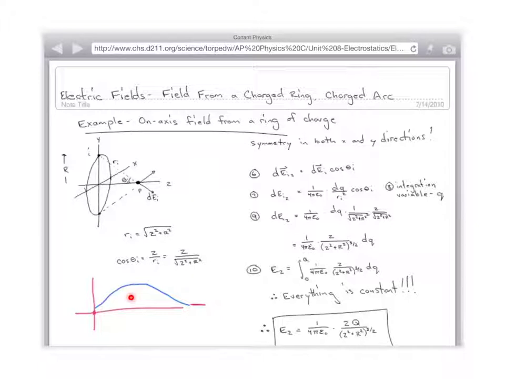Well, think about it this way. You have two competing effects for the field, right? One is the 1 over r squared effect, which is this term right here. And one is the cosine theta effect. So you've got to pick a distance where 1 over r squared times cosine theta is maximum.